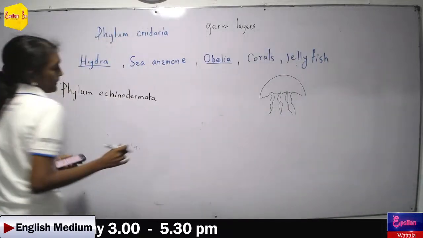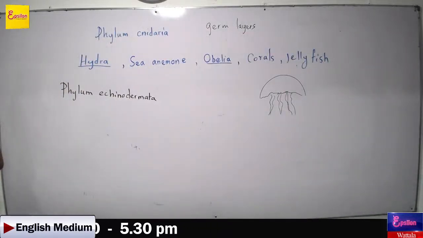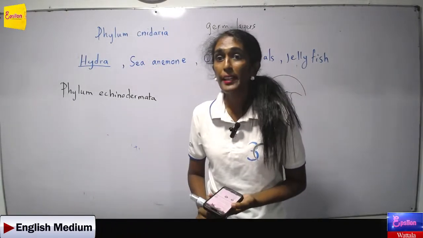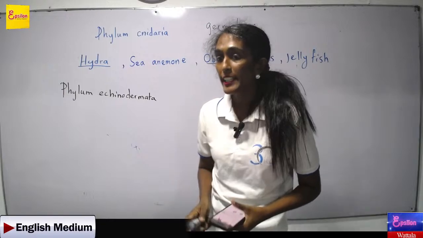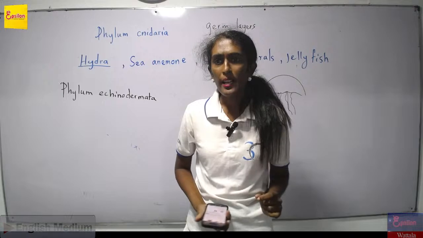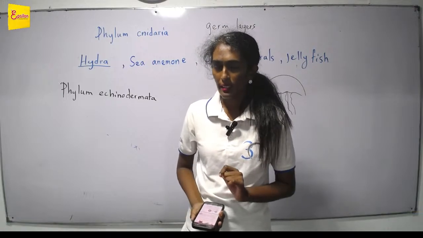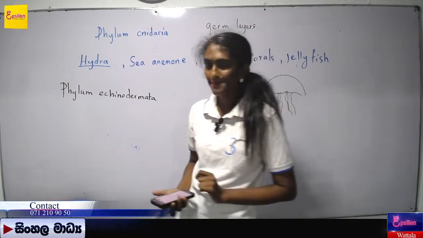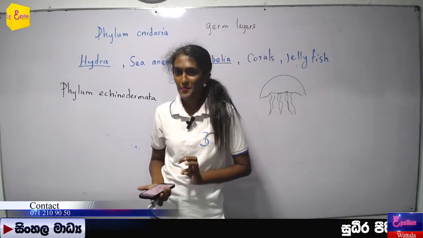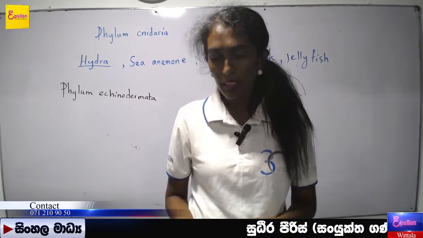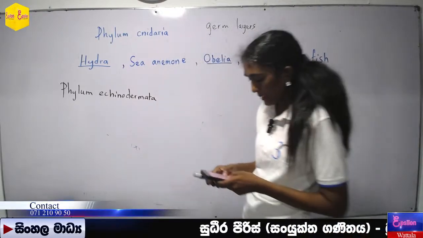Phylum Echinodermata. Alright, let's go to the next one. Bilateral symmetry, which most of the animals are having in the animal kingdom. There's another one also. Some animals are asymmetric. Can you give one example? Any known example? Snail is asymmetric, no? Yes. Next one, bilateral symmetry.